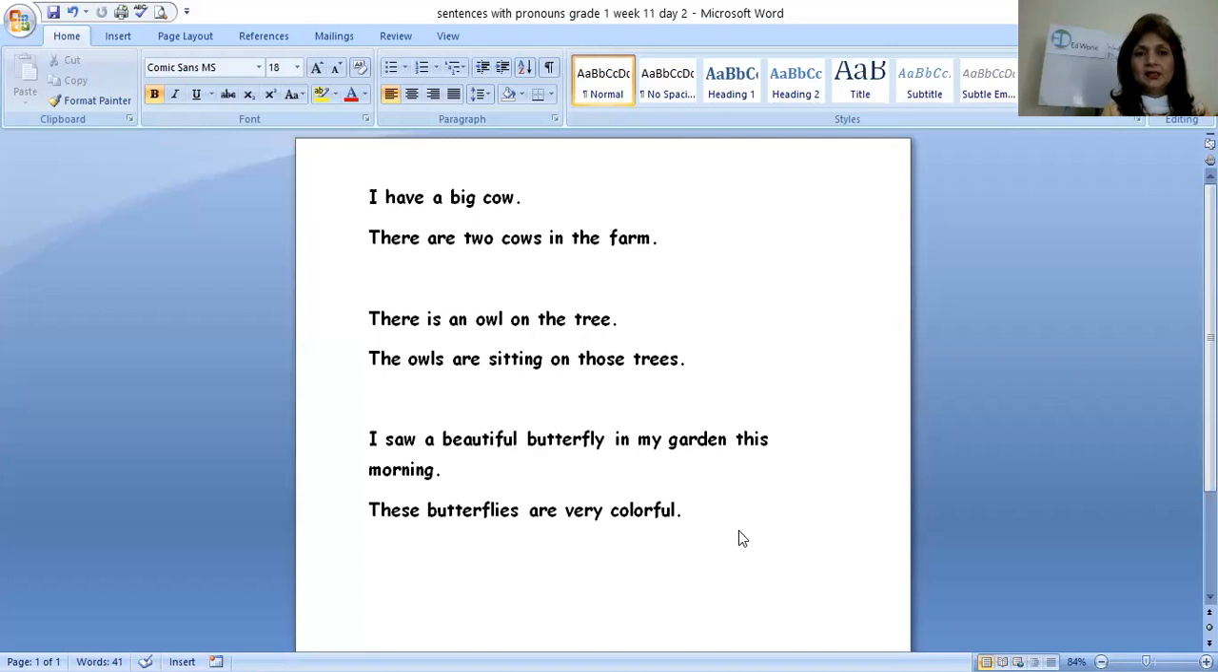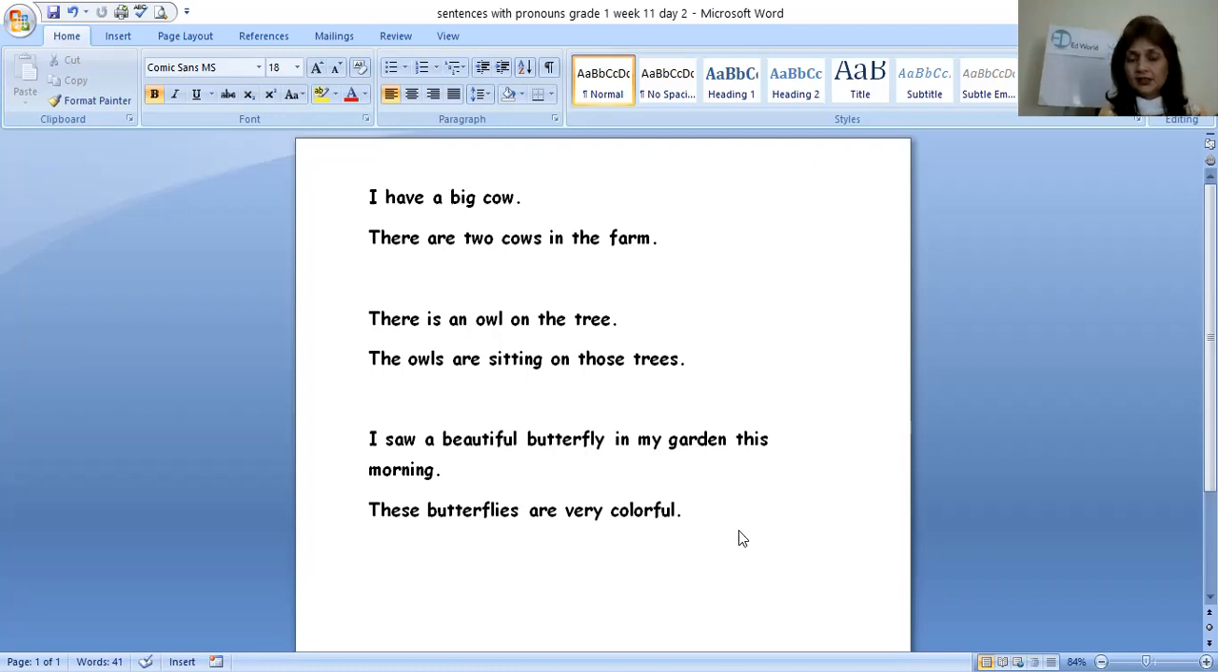The first one is, I have a big cow. There are 2 cows in the farm. There is an owl on the tree. The owls are sitting on those trees. I saw a beautiful butterfly in my garden this morning. These butterflies are very colorful. Now, what is the difference in these sentences? Can you just see and let me know?